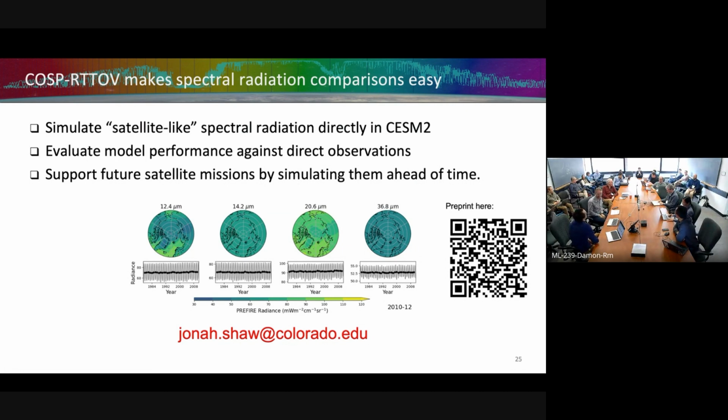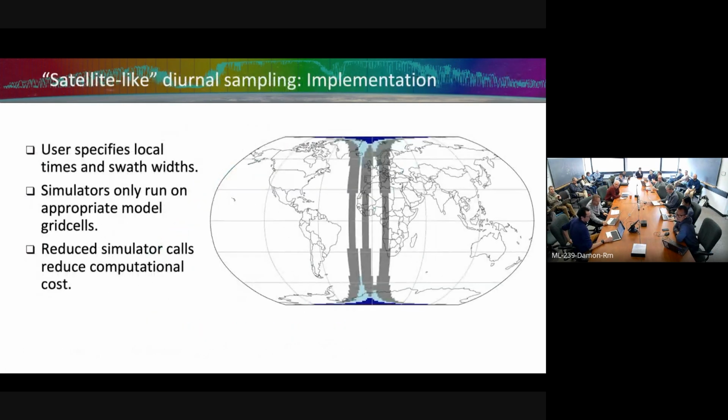This was like two years ago now, but we met for a little bit because it was a little expensive to run these. Is there any update on that? Yeah. We've added some satellite-like sampling here. It allows you to only run the simulator when the satellite would reasonably be overhead. I input the orbit times that the satellite is orbiting at, and it only calls the simulator at those times. This has allowed us to reduce the number of calls to the additional radiative transfer model and cut down the cost.